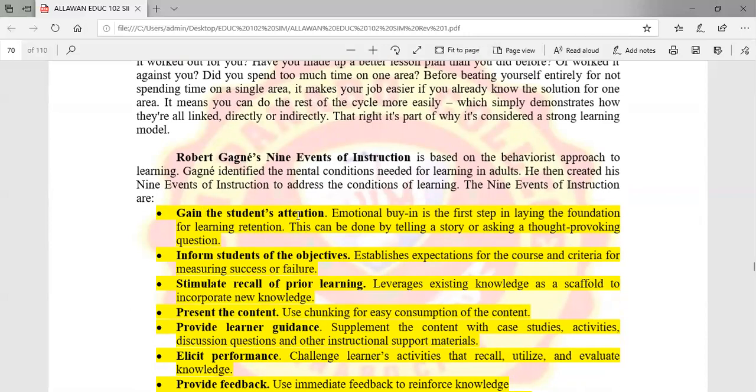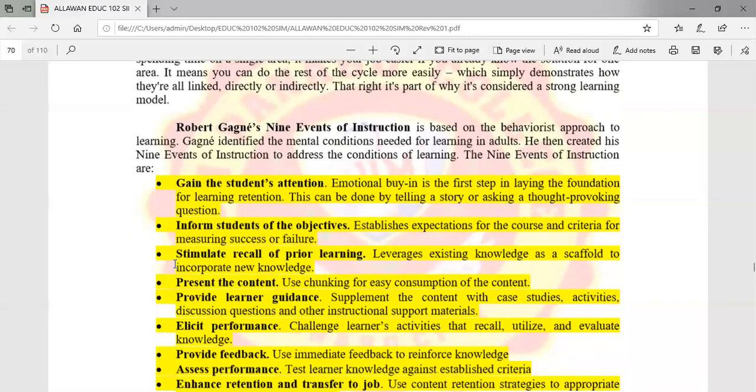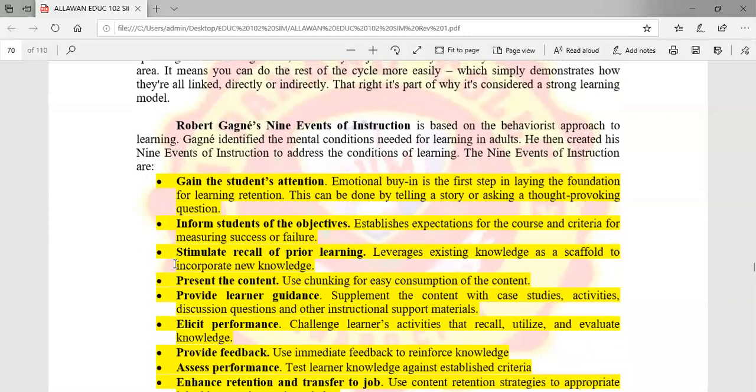First is to gain the students' attention. This is the emotional buy-in, the first step in laying the foundation for learning retention. Second is to inform the students of the objectives. This establishes the expectations for the course and the criteria for measuring success or failure. Third, stimulate the recall of the prior knowledge or prior learning of the students. Fourth is to present the content of the lesson or the topic.